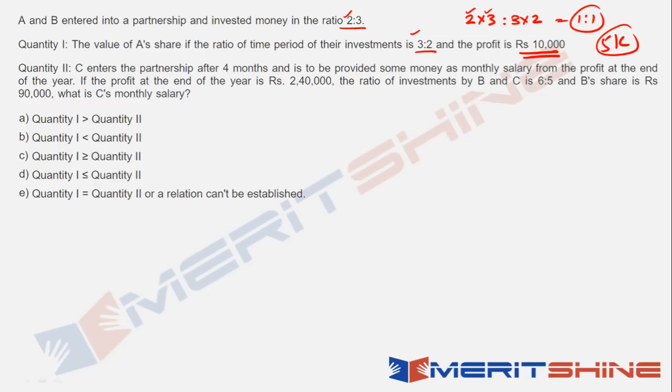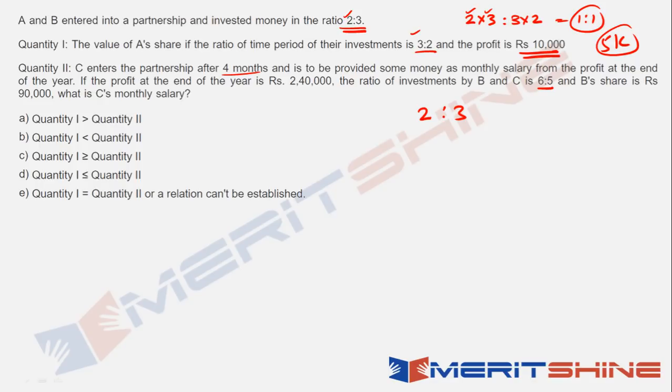Look at the second one, quantity 2. C enters the partnership after 4 months. So, that's the condition that's given to you here. And then C also needs to draw a salary from this. Right. So, C was invested only for 8 months. Right. The ratio for A and B is given to you here. That's this ratio 2:3 from here. After that, B is to C is given as 6:5.